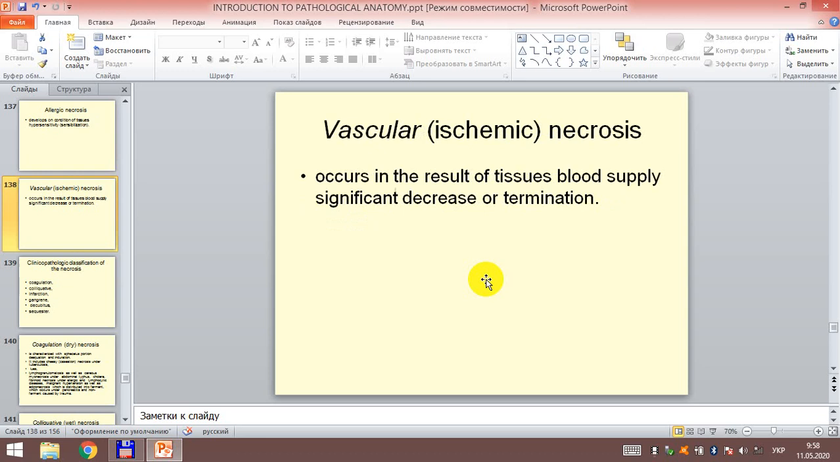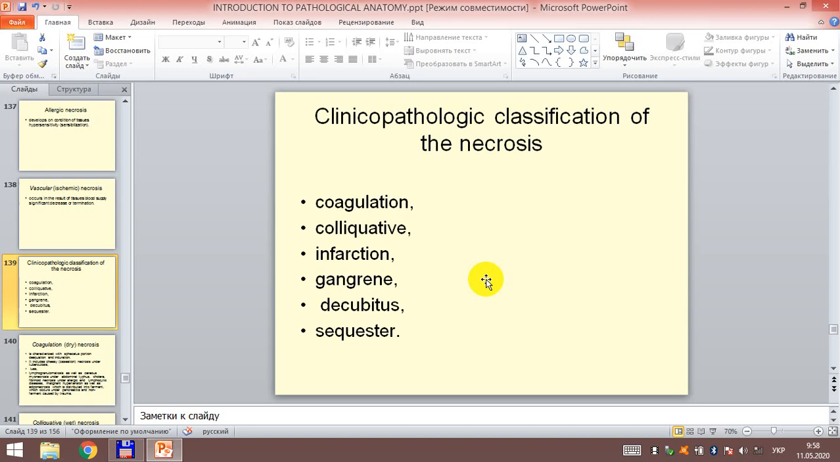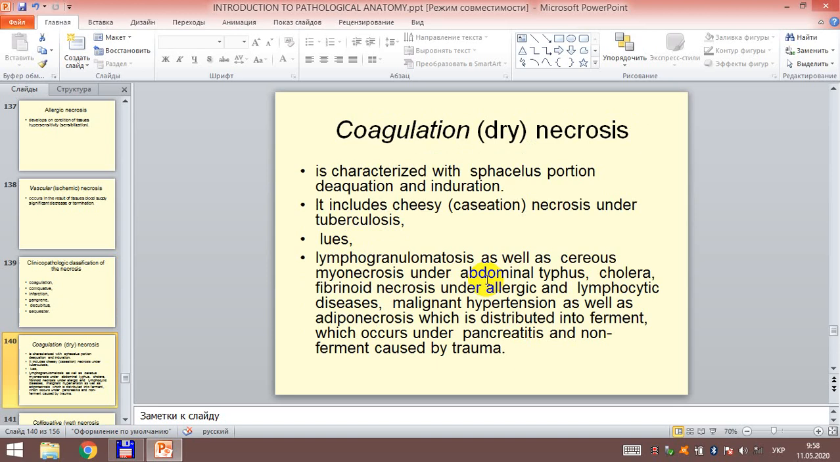Clinico-pathological classification of necrosis: coagulation, colliquative, infarction, gangrene, decubitus, sequestrum. Coagulation or dry necrosis is characterized by dryness, dehydration, and induration. It includes caseous necrosis under tuberculosis, syphilis, lymphogranulomatosis, as well as serous myonecrosis and necrosis under abdominal typhus, cholera, fibrinoid necrosis under allergic and autoimmune diseases, malignant hypertension, as well as adipose necrosis, which is divided into enzymatic, occurring under pancreatitis, and non-enzymatic, caused by trauma.